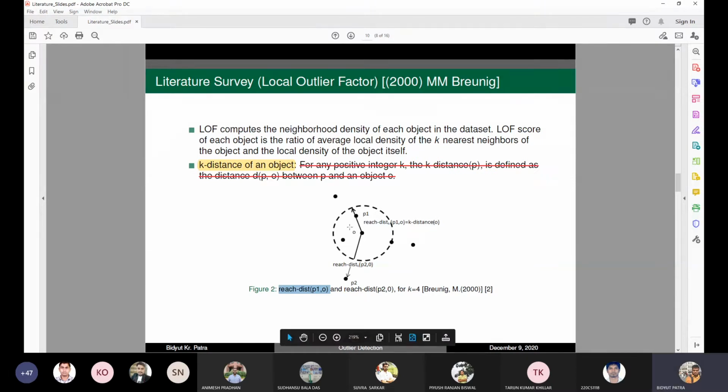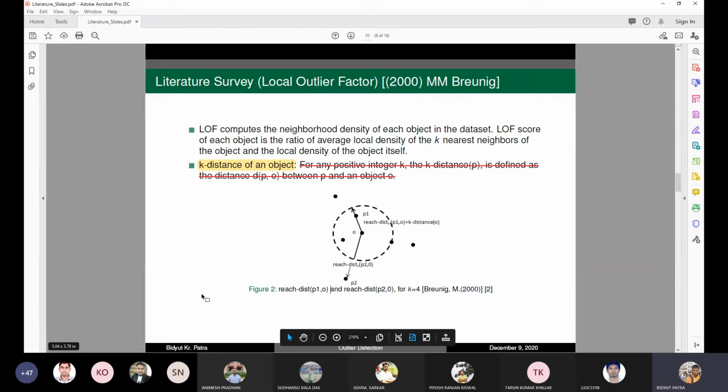If there is any point within the k nearest neighbors, then the reach dist of that point with respect to the center point will be the k nearest neighbor distance. Otherwise, if it is outside, it will be the exact distance, and any point within will have the k distance.